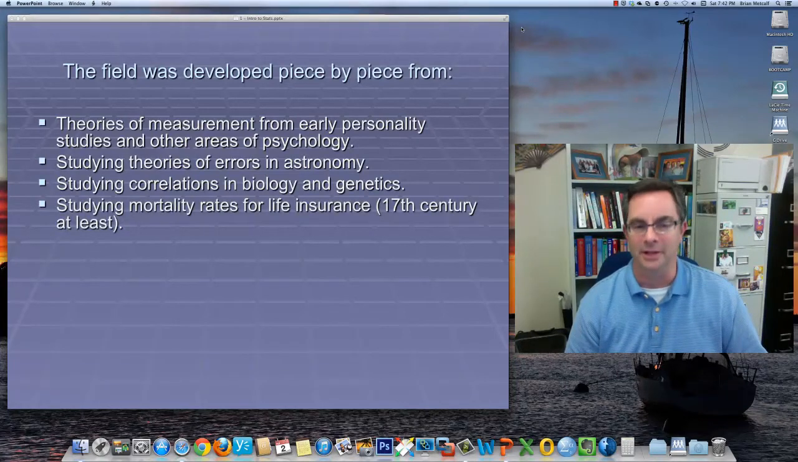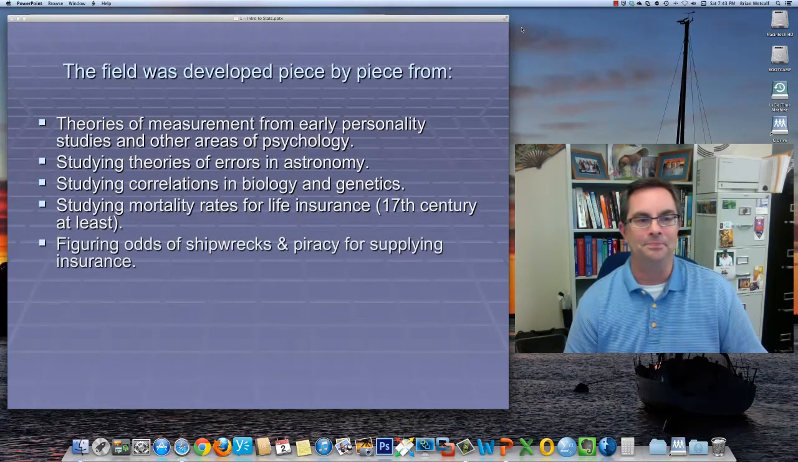I'm not particularly interested in life insurance, but I'm throwing it in there because life insurance, beginning back in the 17th century at least, had a need for better predicting mortality. So there we go. That's all I'm going to say about that.